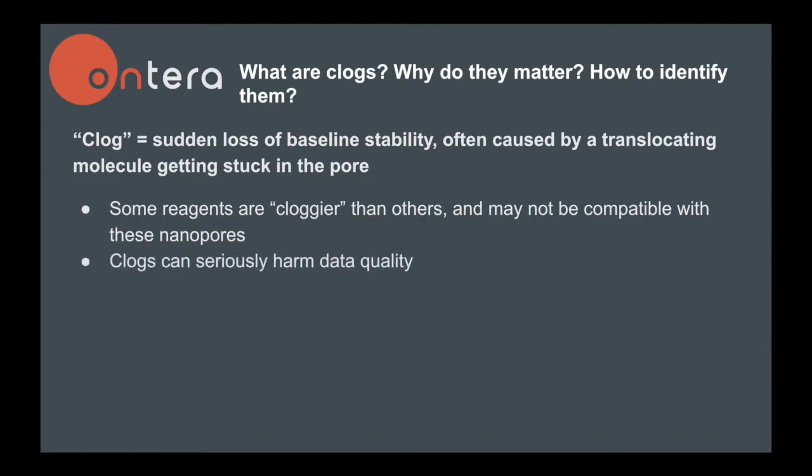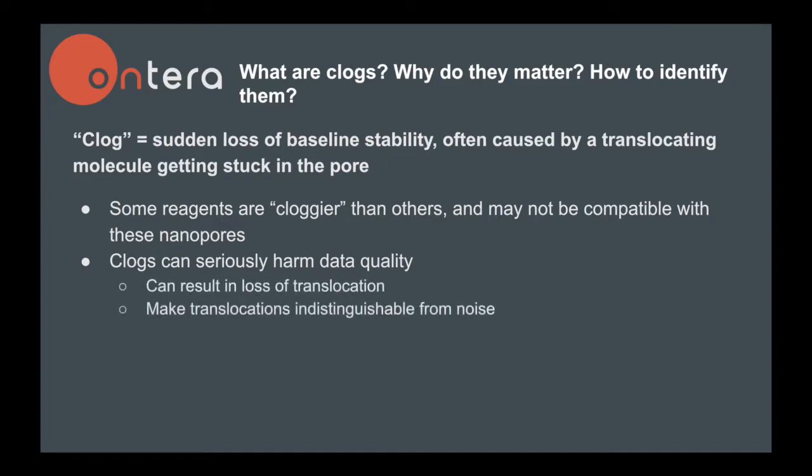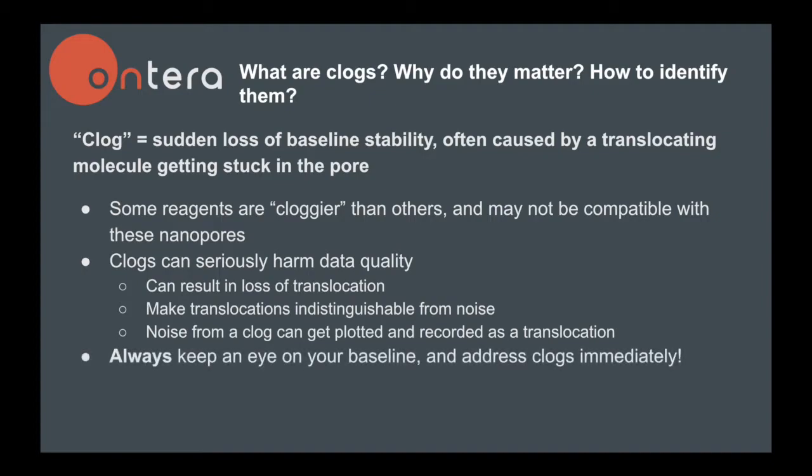Clogs can seriously impact the quality of your data. Clogs can halt translocation or make translocations indistinguishable from the noise. The noise from a clog may also be picked up by the software as translocations, making it hard to differentiate between a real event and a clog event. For these reasons, it is crucial to watch your baseline closely throughout data collection and address clogs immediately.